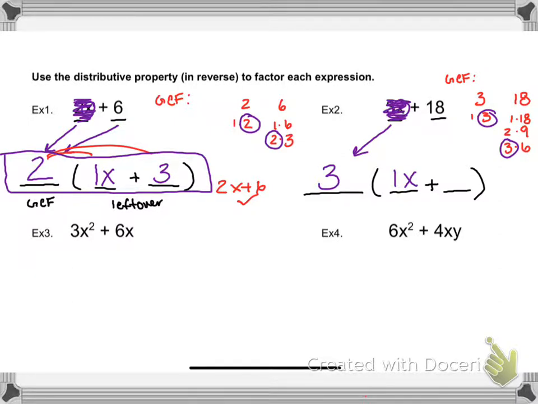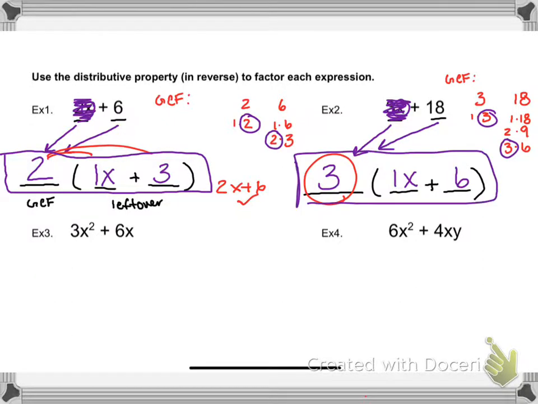Makes me feel good. All right, now I'm going to pull a 3 out of that 18. Opposite of distributive property, remember, is going to be dividing. So what's 18 divided by 3? That's going to give me a 6. Okay, that's it. You factored out the GCF. All you did was pull a 3 out of all of those terms and figure out what your leftovers were. All right, let's get a little bit more challenging down here, but same steps.